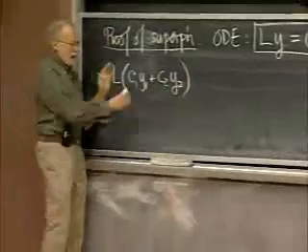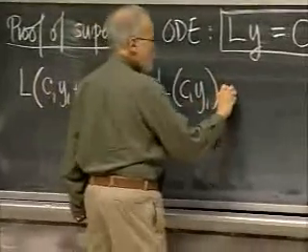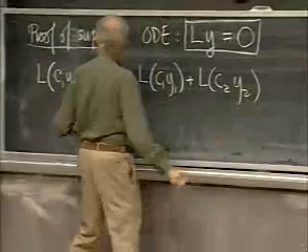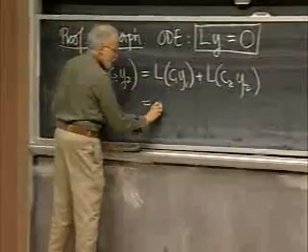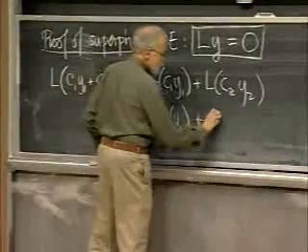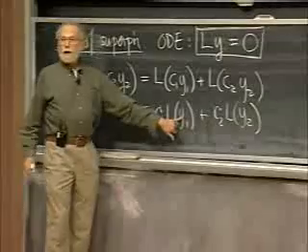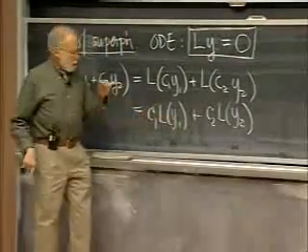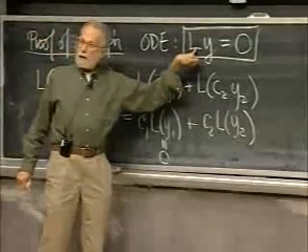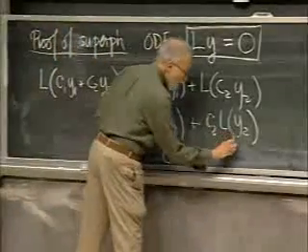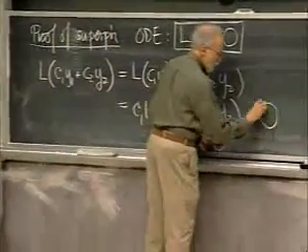Now, because this operator is linear, it takes the sum of two functions into the corresponding sum of what the operator would be. So it would be L of C1 Y1 plus L of C2 Y2. That's because L is a linear operator. But I don't have to stop there. Because L is a linear operator, I can pull the C out front. So it's C1 L of Y1 plus C2 L of Y2. Now where am I? I'm trying to prove that this is zero. Well, what is L of Y1? At this point, I use the fact that Y1 is a solution. Because it's a solution, this is zero. That's what it means to solve that differential equation. It means when you apply the linear operator L to the function, you get zero. In the same way, Y2 is a solution, so that's zero, and C1 times zero plus C2 times zero is zero. That's the argument.